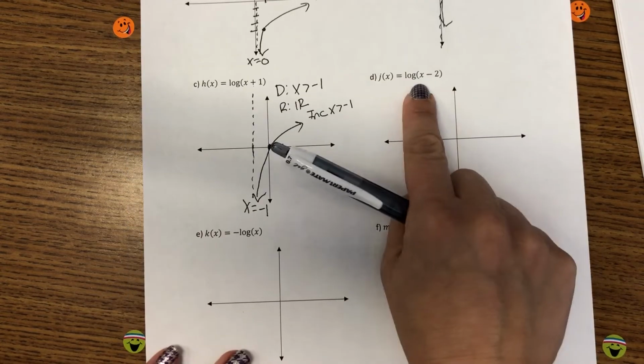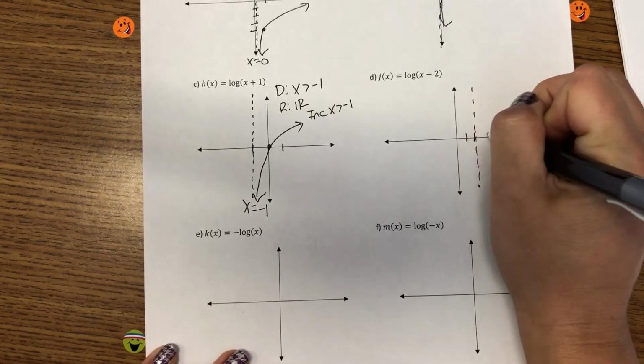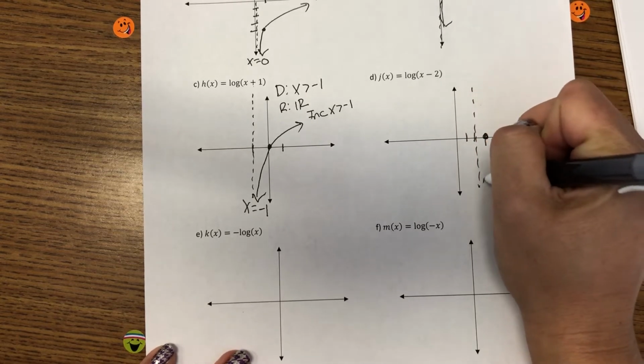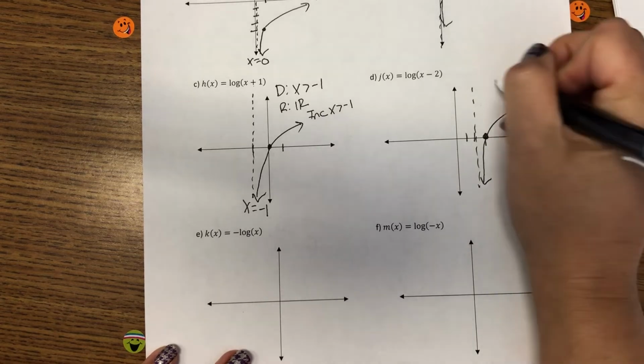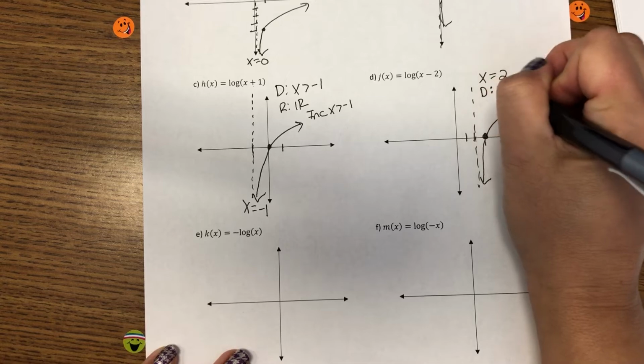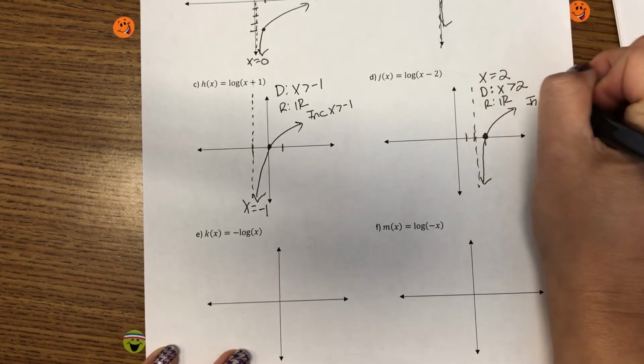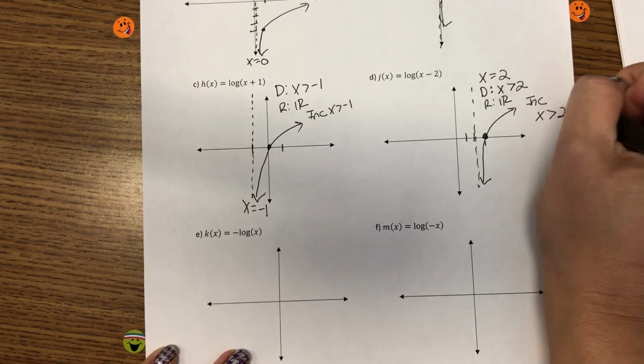This graph goes to the right too. So now my key point is over here. x equals 2 is the asymptote. Domain is x is greater than 2. Range is all reals, and it's increasing for every x greater than 2.